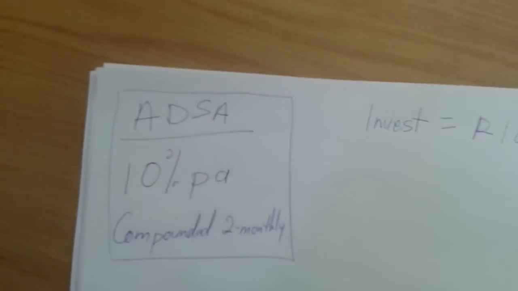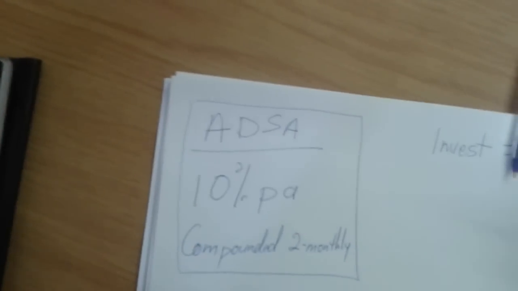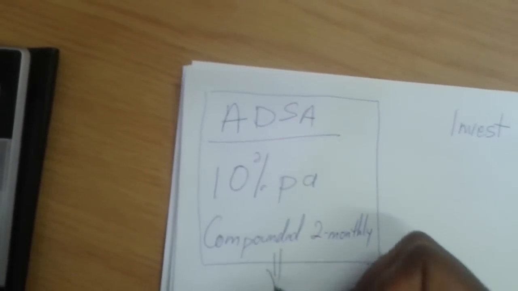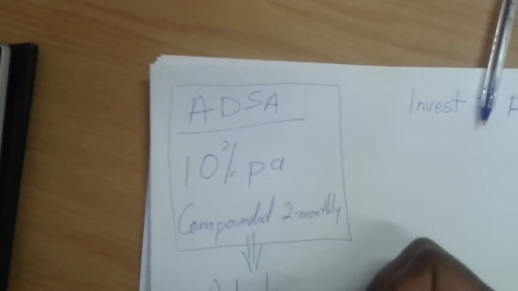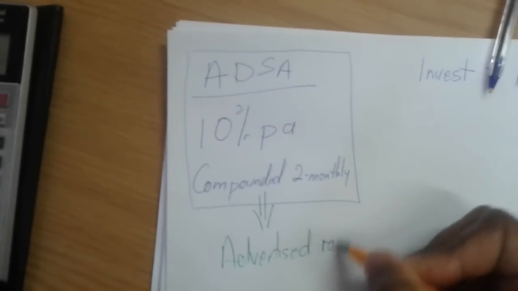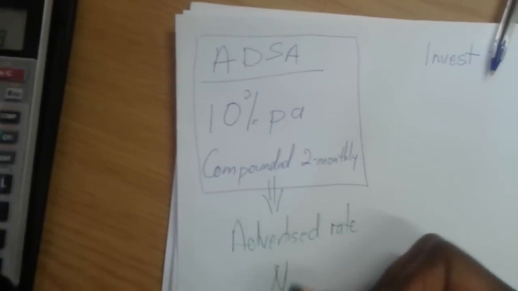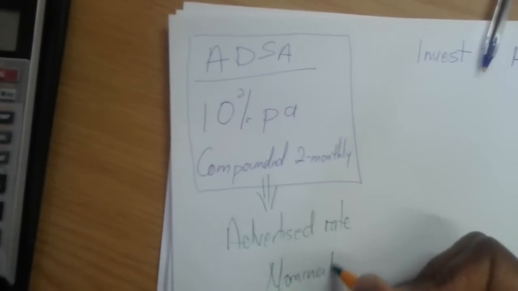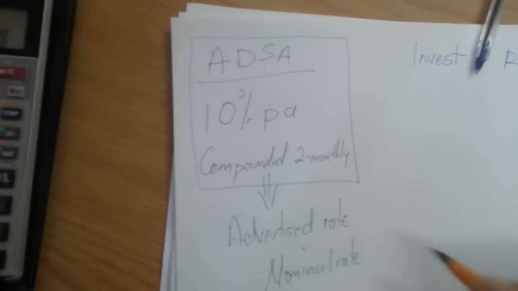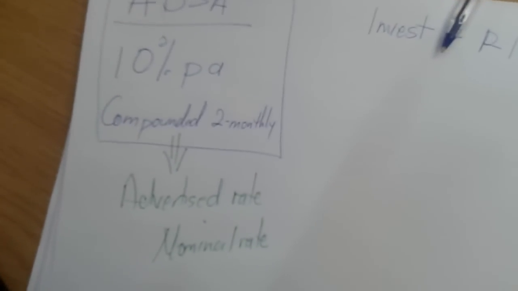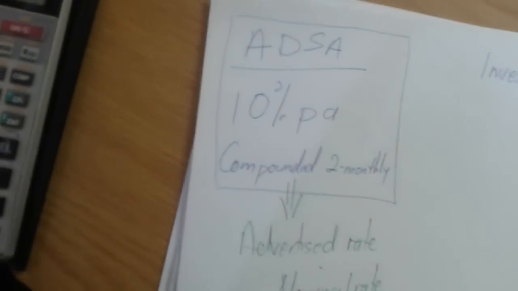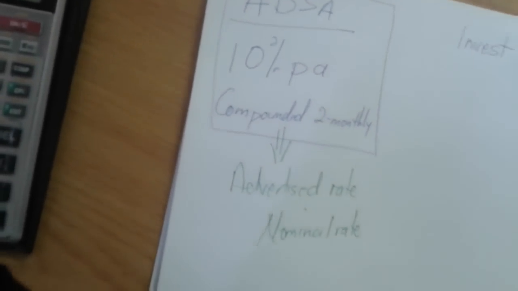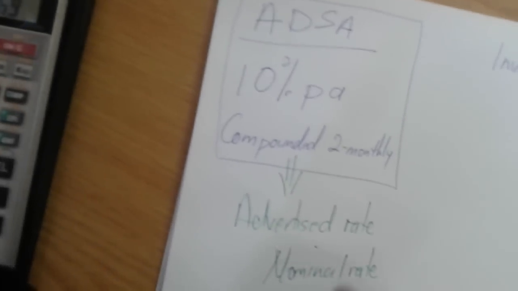So we need to know that this rate that is here, the one that is in the newspaper, is called the advertised rate, which is also referred to as the nominal rate. So the advertised rate is the same as the nominal rate. Now, let's look at what exactly you are earning. You are not actually earning the 10% per annum. No. You're actually earning more than that.